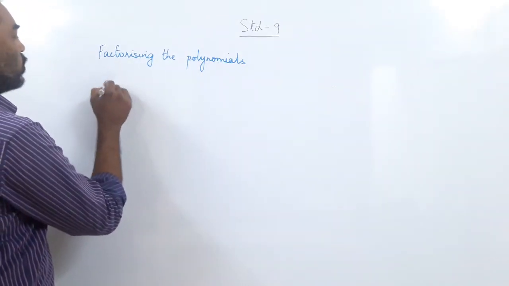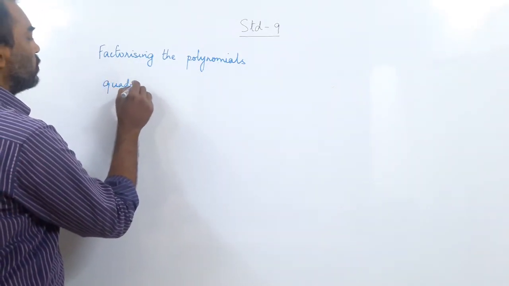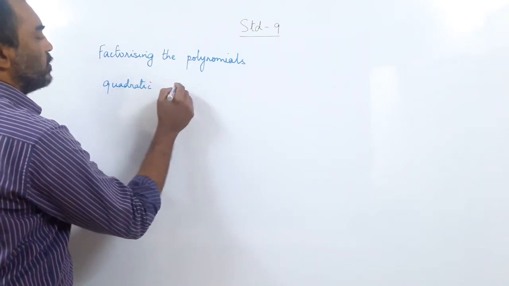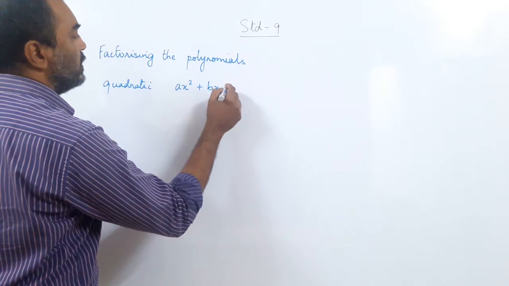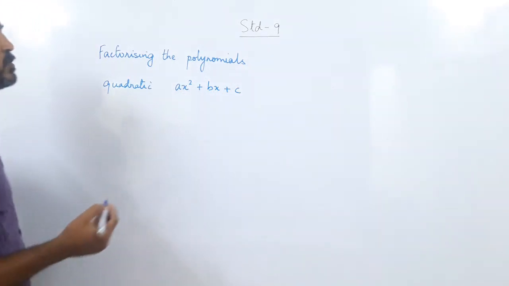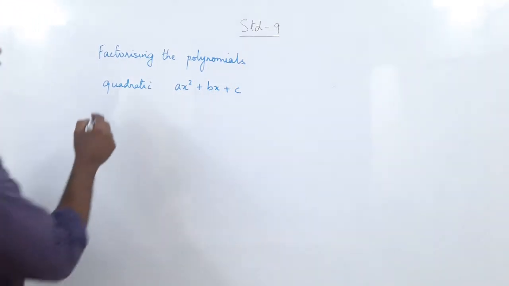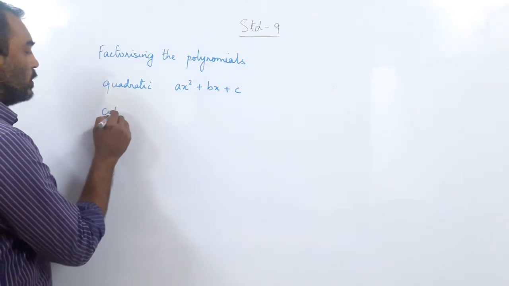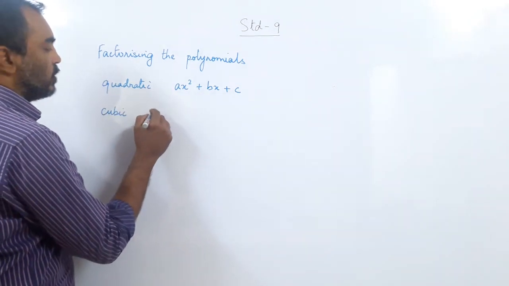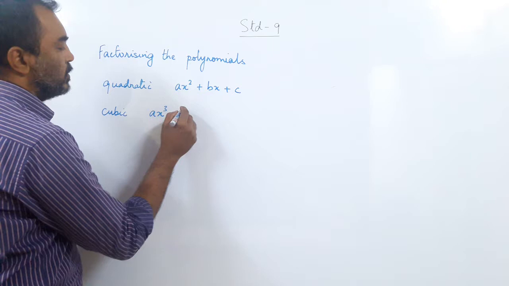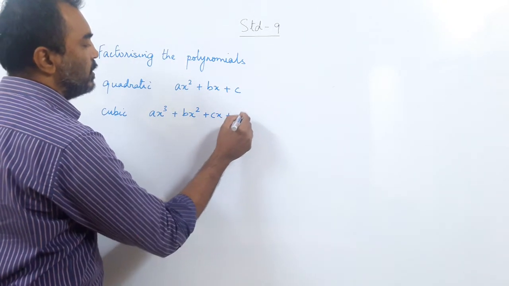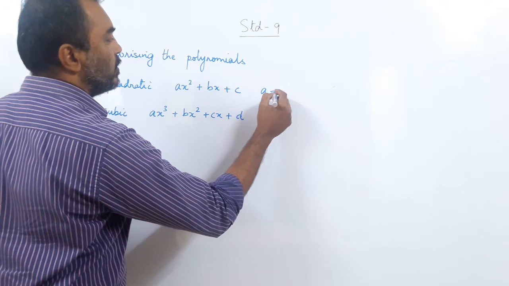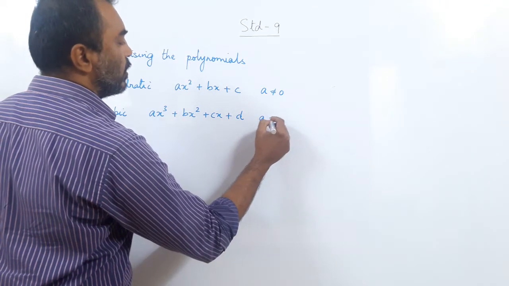Now, the quadratic equation was in the form ax square plus bx plus c. This was done by splitting the middle term, right? And the cubic polynomial was in the form ax cube plus bx square plus cx plus d. Here a cannot be 0, even here a cannot be 0.